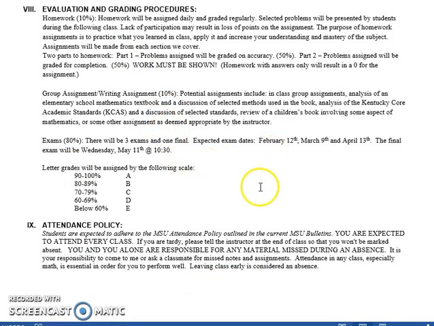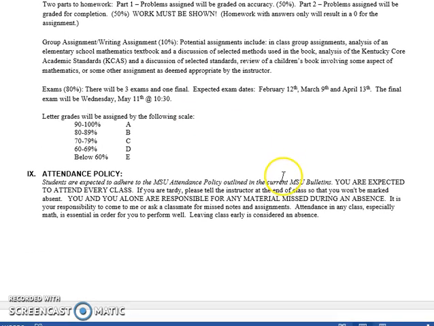Exams, that's 80% of your grade. There are going to be 3 exams. I've put down some expected dates: February 12th, March 9th, April 13th, and the final will be Wednesday, May 11th at 10:30. The final date is absolute, so make sure you don't make any travel plans until after the final to go home. The other dates, that's when I expect to have these exams, and I'll try to keep those exam dates, but if we have to change one, you'll be given ample notice. The letter grades are the standard grading scale at Murray State University.